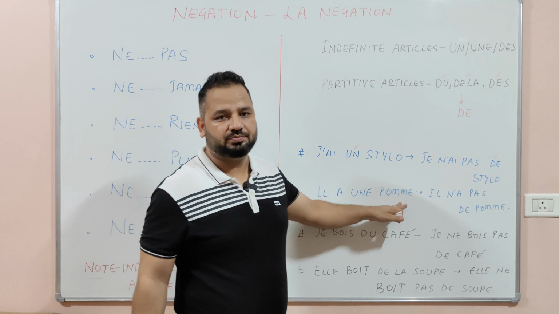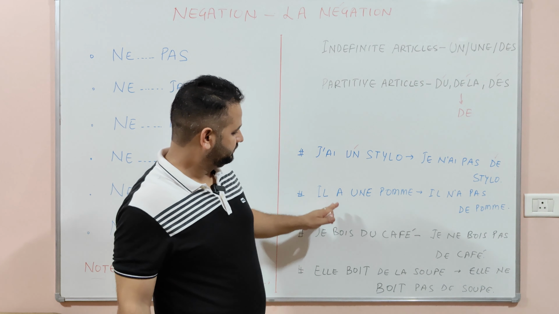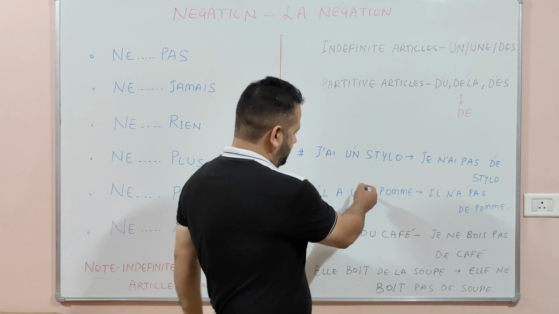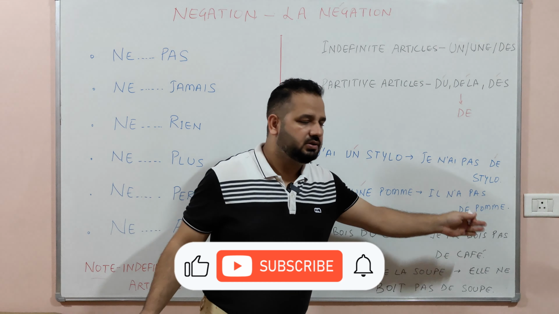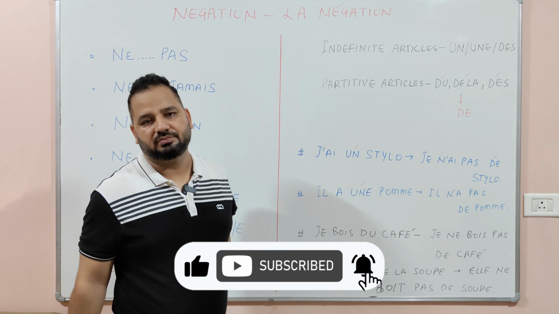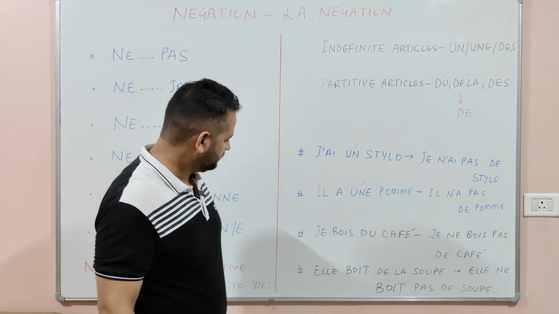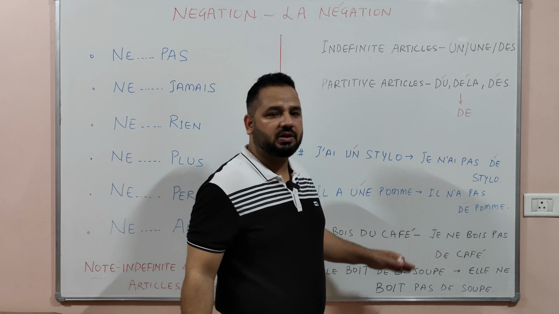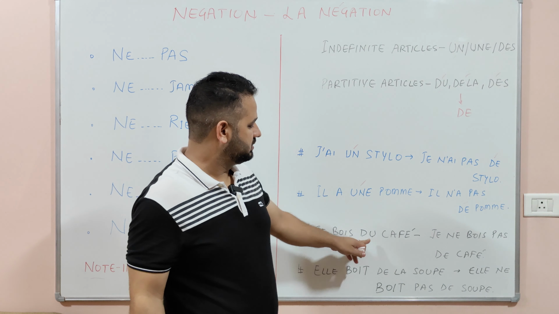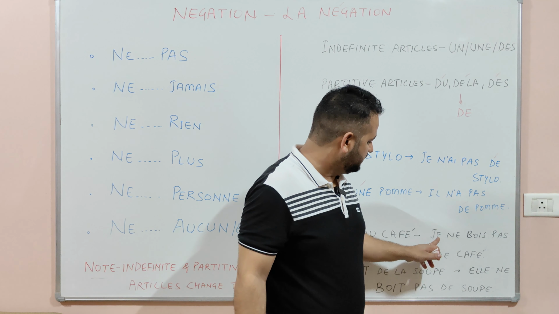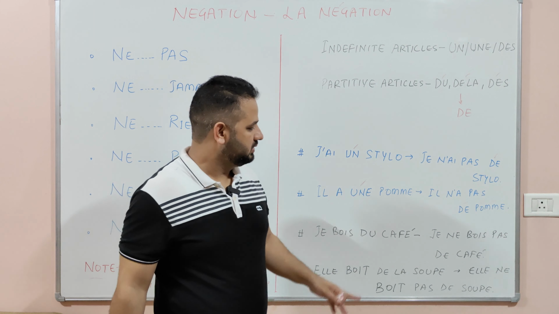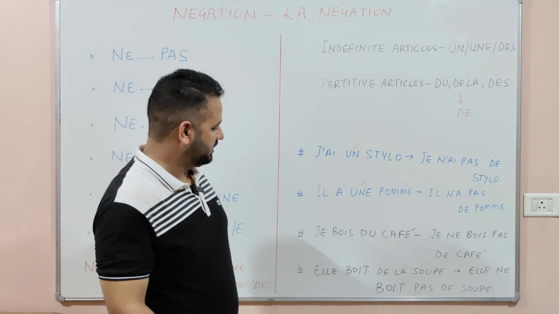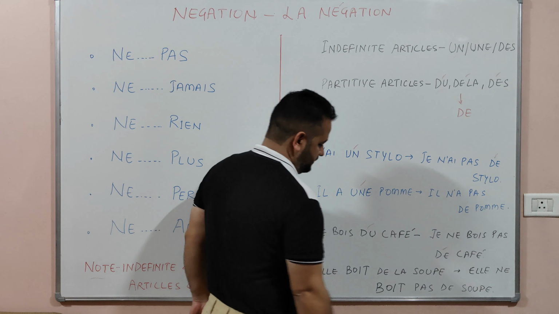Let's take one more example. Il a une pomme. He has an apple. Let's make it negative. Il n'a pas de pomme. Une changes into de. He doesn't have an apple. Partitive article, du. Je bois du café. I drink some coffee. Let's make it negative. Je ne bois pas de café. I don't drink any coffee. Correct? Du changes into de.